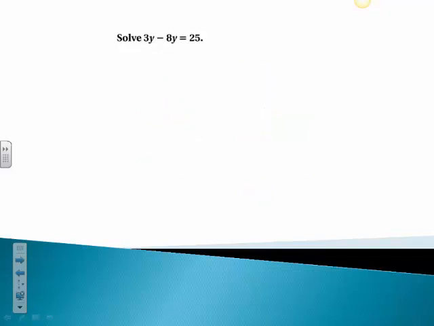Now, this is something that some of you struggled with in the 6th grade. Notice we can't solve this yet because the expression on the left side is not simplified. It's not simplified because I have like terms that have not been combined. 3y minus 8y, well, those are like terms, so I need to combine them to become negative 5y.